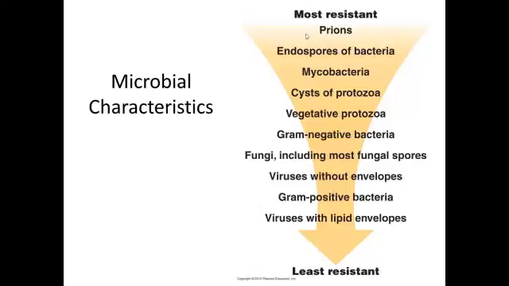Pretty much that's it. Your next group of highly resistant organisms are your endospores of bacteria, mycobacteria, those are your acid-fast bacteria, and cysts of protozoa. Now, we haven't talked about protozoa much. Cysts are kind of like the endospores of bacteria. They're a resting stage of the protozoa while they're in bad conditions, while they're waiting for conditions to improve. Since they're already waiting, it's hard to kill them.